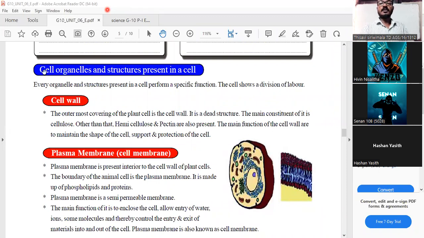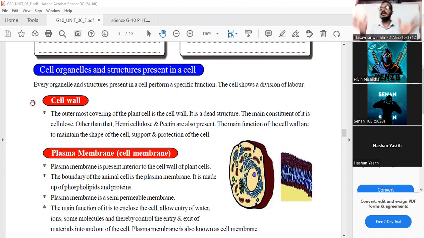Right. Next subtopic will be cell wall. Now we are going to look at the main organelles that can be found within a cell. So the first subtopic, cell wall. For the cell wall, this is the information. The outermost covering of the plant cell is the cell wall. It is a dead structure. The main constituent of it is cellulose.